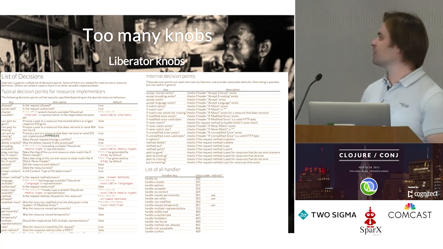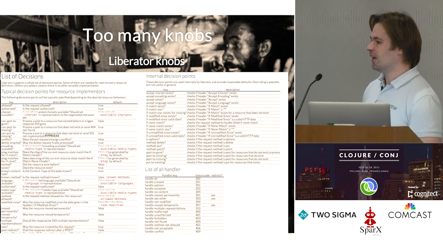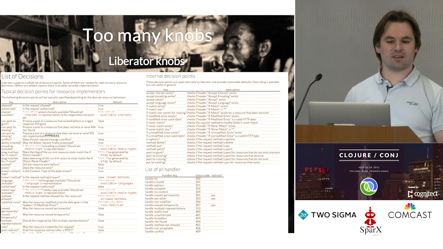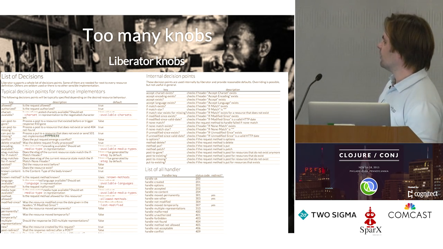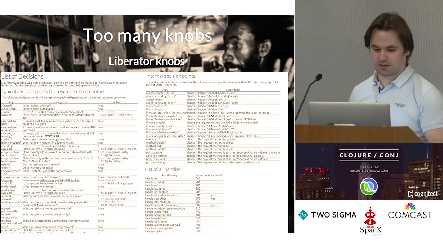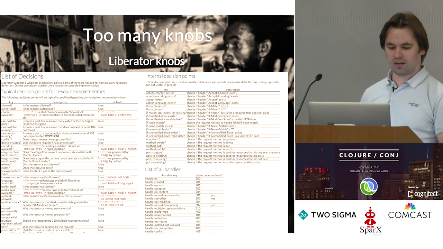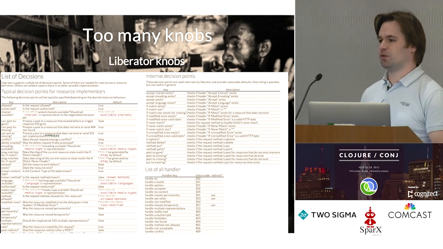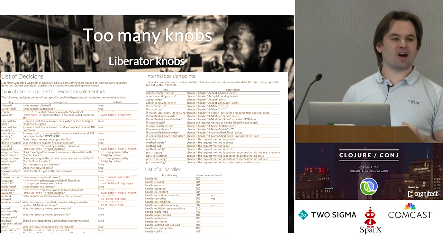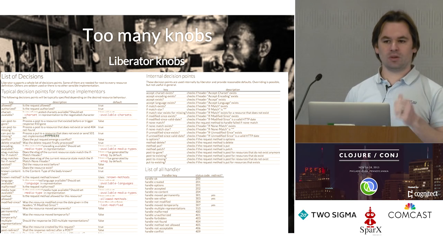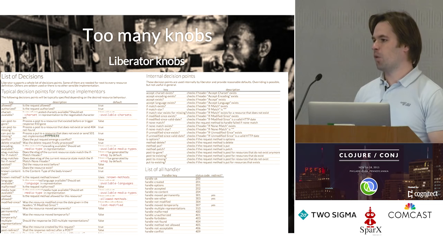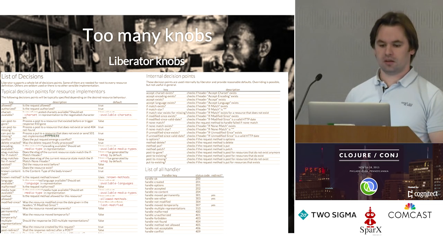For example, this is part of the Liberator documentation showing you all the keywords you can specify for callbacks. I had to make sure it doesn't even fit on that screen. So my screen is a little taller. It makes it hard for users to find out what to actually do. Which buttons must I press to make this library work in the way that I want it to work?